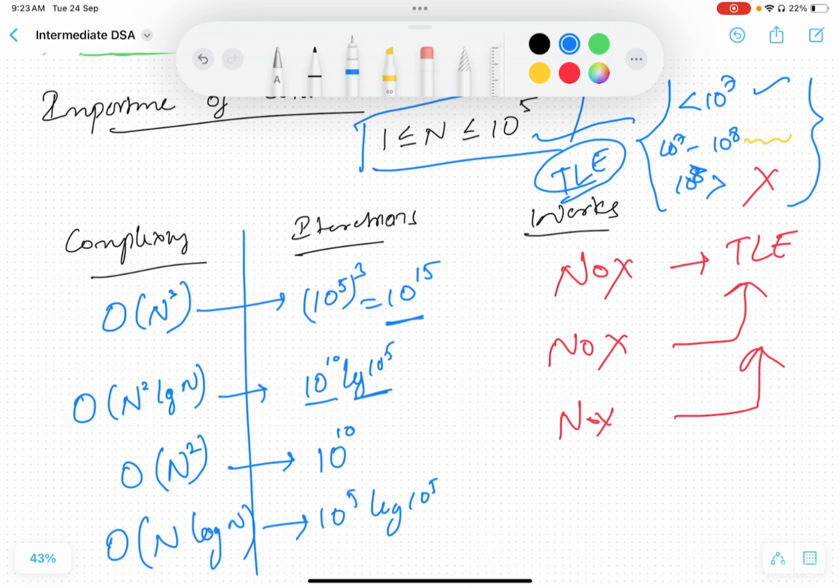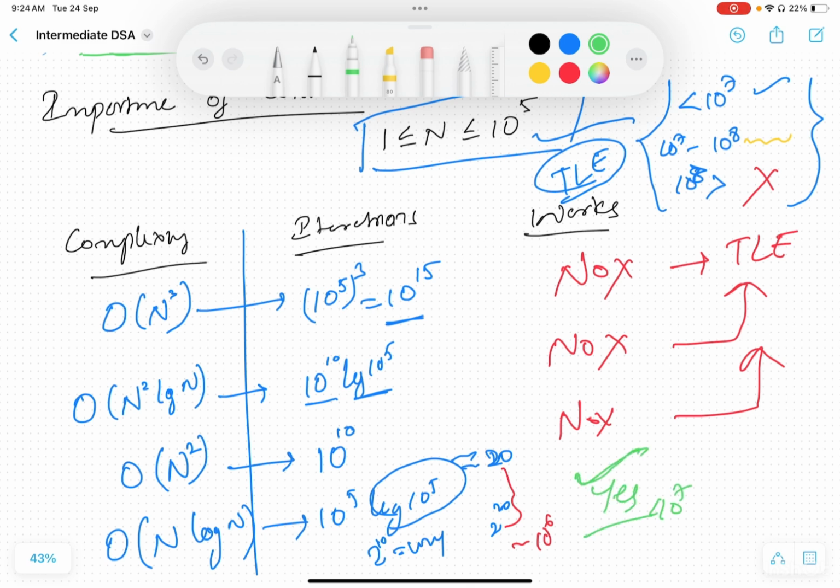It's somewhere between, so 2 power 10 is 1024 and 2 power 20 is, so this value is somewhere near to 20, right? If it is near to 20 into 10 power 5, that is still, this value cannot exceed 10 power 6 only. So if it is strictly less than 10 power 7, this solution will work.